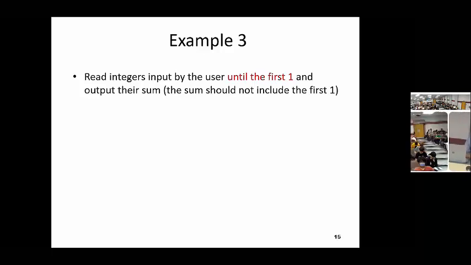X is not equal. Exactly. As long as the user is not inputting 1, I should keep reading, right? So that's the case. And once the user inputs 1, I should not add to the sum. I should just print the sum directly, right? So this would be the general approach.